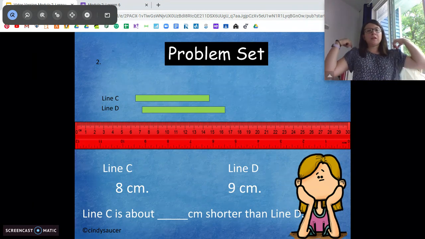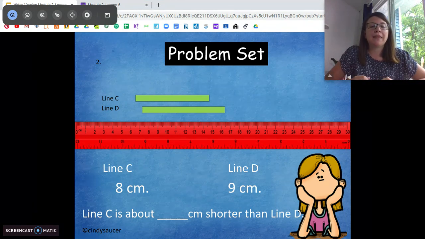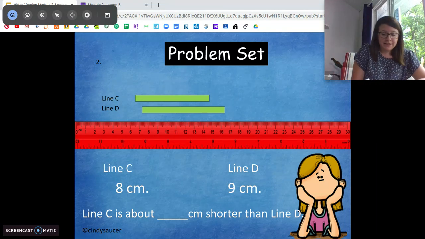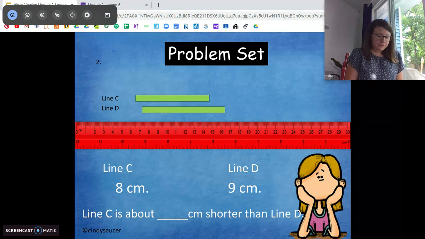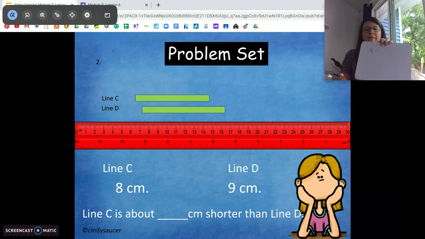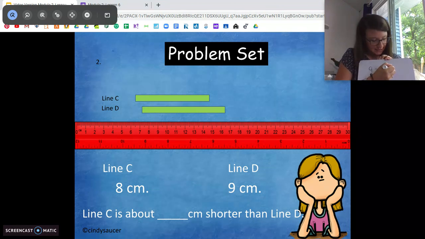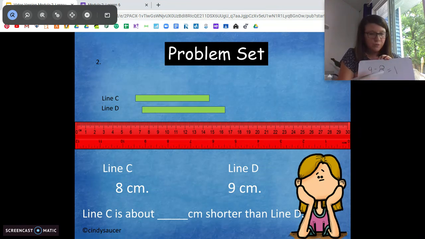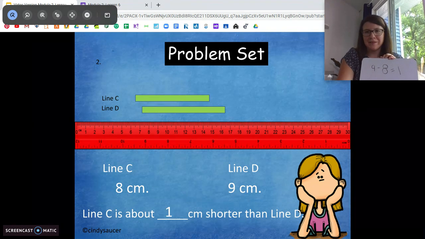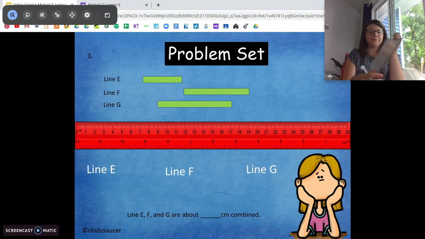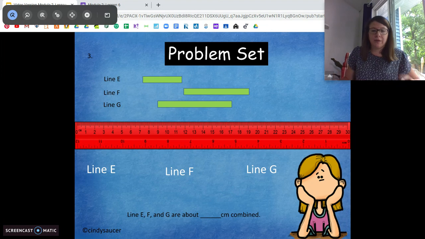All right, so our statement on the bottom says line C is about the length centimeters shorter than line D. This is a little bit of an easy one. Line D, I know, is 9 centimeters. And when you want to find the difference, then line C, and that's 8 centimeters. 9 minus 8 is 1 centimeter difference. Awesome.